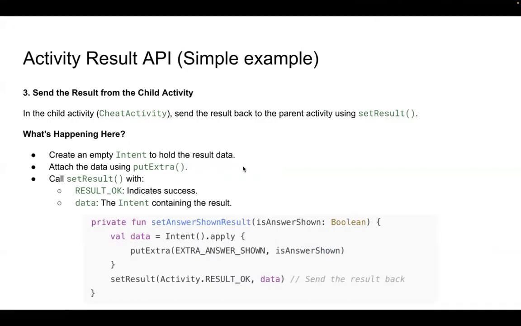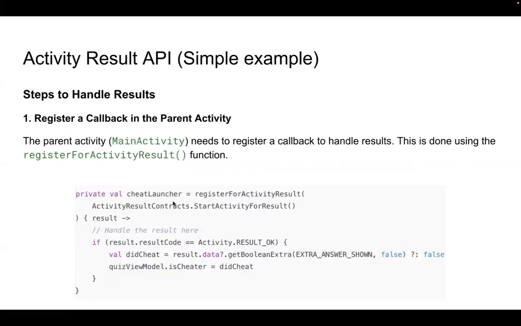So again, what's happening here, right? After the cheat activity gets the result, it's going to have to pass that. If someone clicks on show the answer, right, then you'll have to pass it back. Pass it back, you basically have to put an extra answer zone. It's going to be true or false, and then you'll have to return. You have to set the result as activity.RESULT_OK, and then pass this data. Basically, you'll just have to pass this data, and then this is going to retrieve the data here, right?